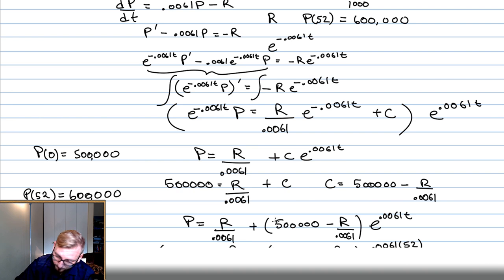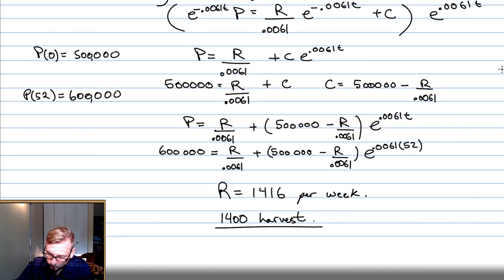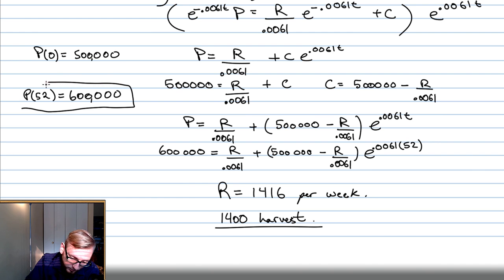Then, with that, we can determine our rate by having our population that we want after 52 weeks equal to 600,000.